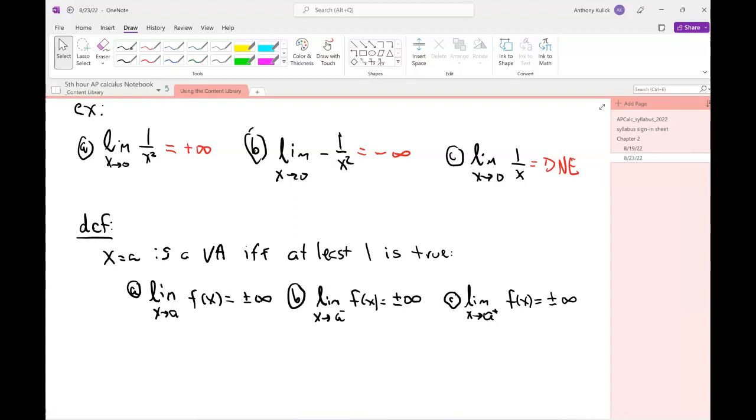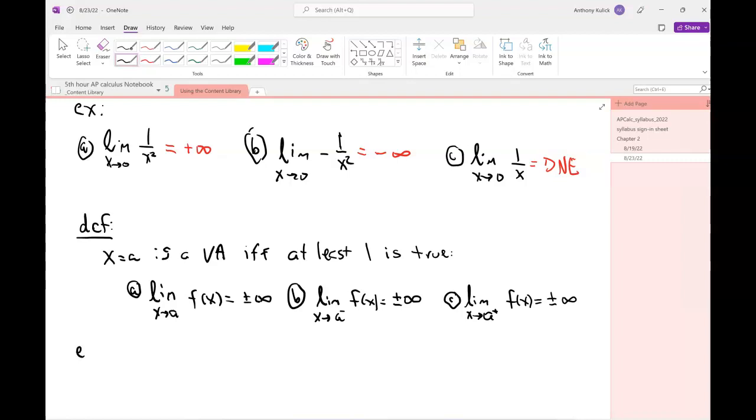Is this a vertical asymptote at 0? X equals a, right? Yeah, wherever the vertical asymptote wants to be. So in the previous example, it was at 0 in all three cases, right? Does that feel okay to everybody?